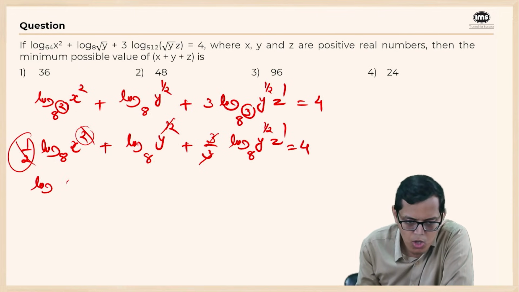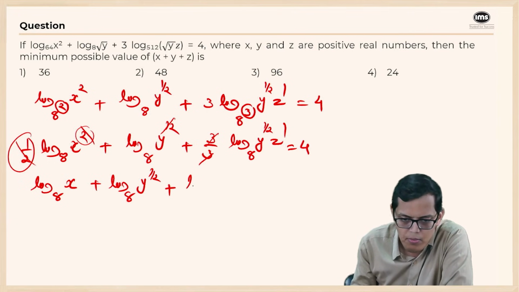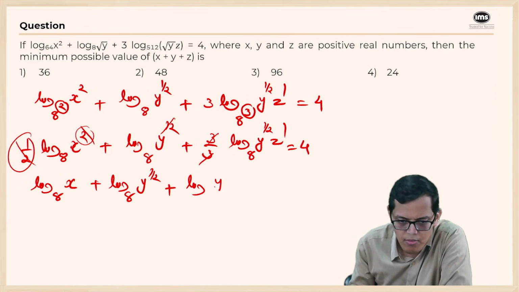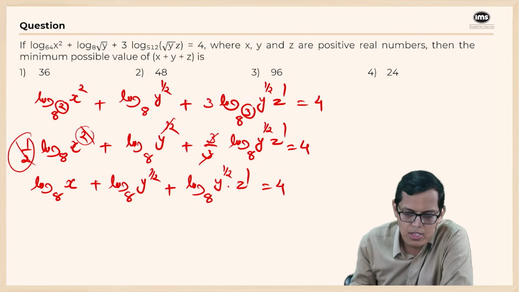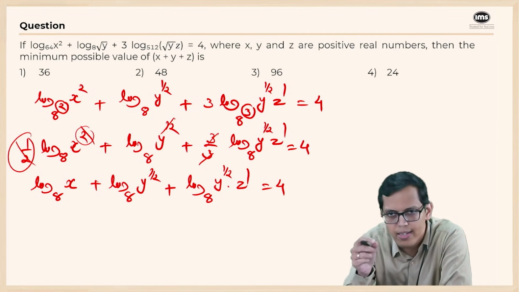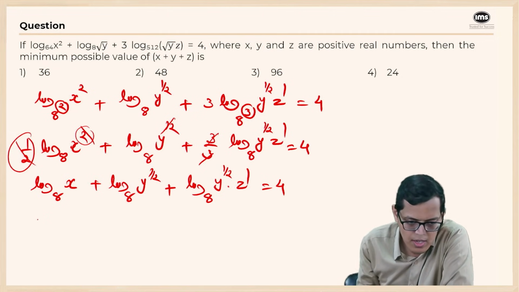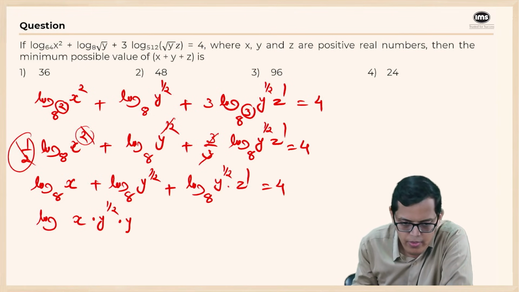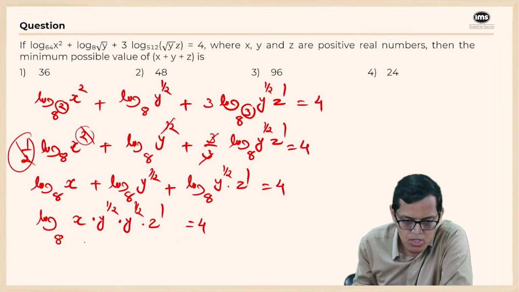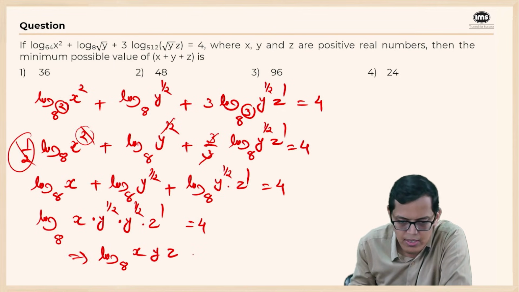So we'll have a simple log x base 8 here, plus log 1 by 2 base 8 here is anyway waiting, and plus log y raised to 1 by 2 into z raised to 1 with the same base 8 is here. It's time to club all of them. We have the same base 8, 8 and 8 with summation in between. It's our signal to merge them all into a single entity with the same base 8. This is going to be log xyz base 8 is equal to 4.